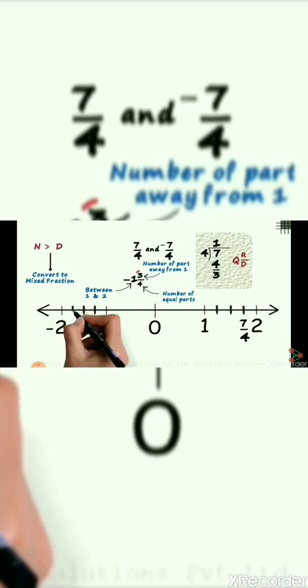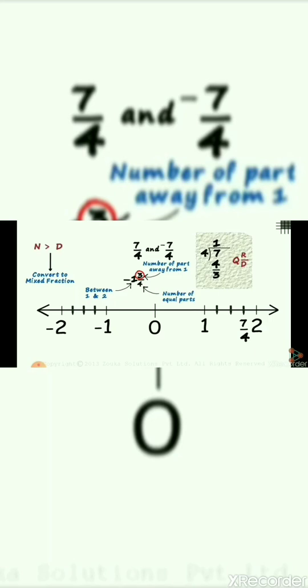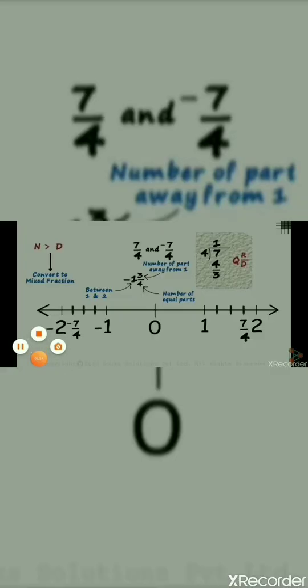The denominator tells us the number of equal parts this length is divided into. So we divide it into 4 equal parts by marking 3 lines. The number 3 tells us the number of parts from the number minus 1. So leaving 3 parts from minus 1, we mark minus 7 by 4 here. With that, we are done with the topic of plotting positive and negative rational numbers.